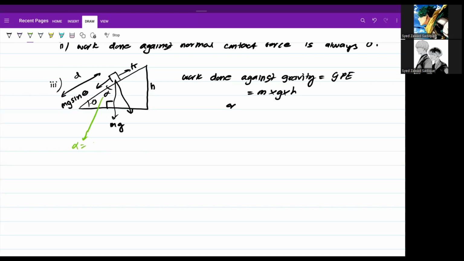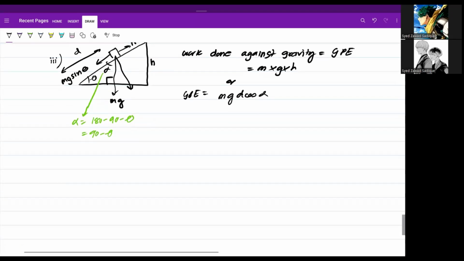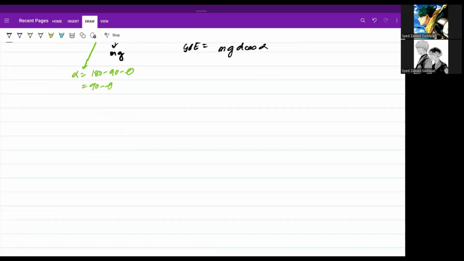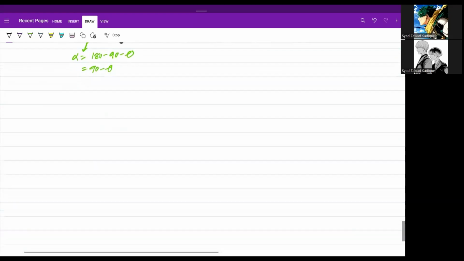Alpha is equal to 180 minus 90 minus theta, or you can simply write it as 90 minus theta. So what's the formula? The formula is mg d cos alpha. Remember it. This is also another form of GPE. Now, there's more. This chapter has a few formulas. There are a few cases to work with.